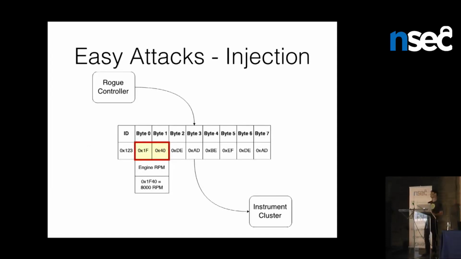So if you had some rogue controller, you might be able to send a different value. In this case, 1F40, which is 8,000 RPM. And we're using the same ID, we're padding it with the same stuff. And the key here is if you send it faster, you'll probably win in most systems. They do some filtering, so usually whoever's faster wins.